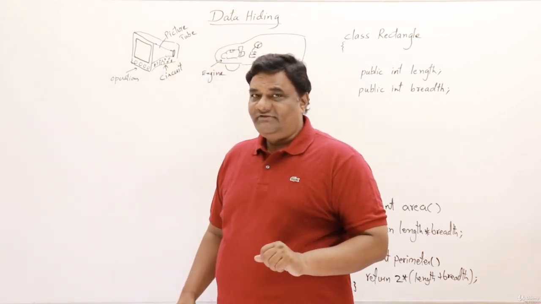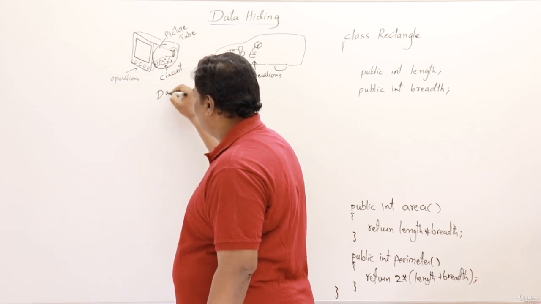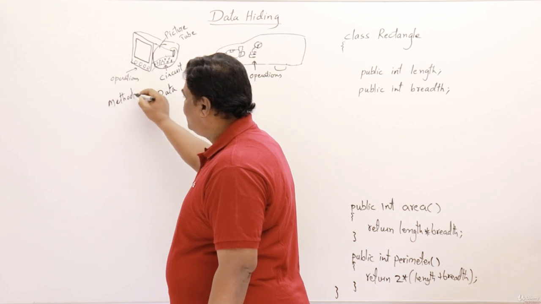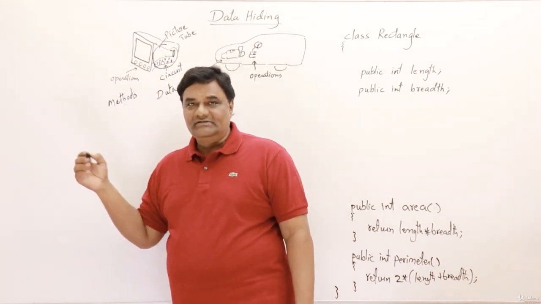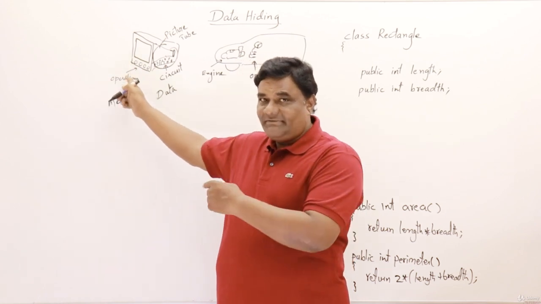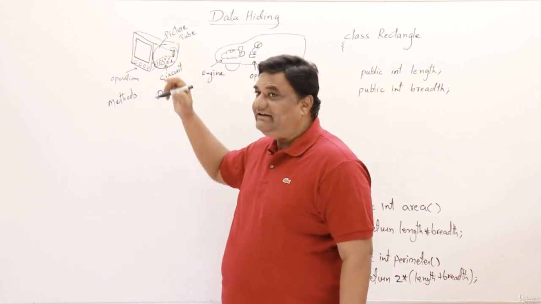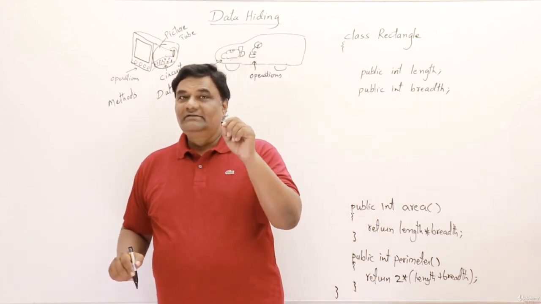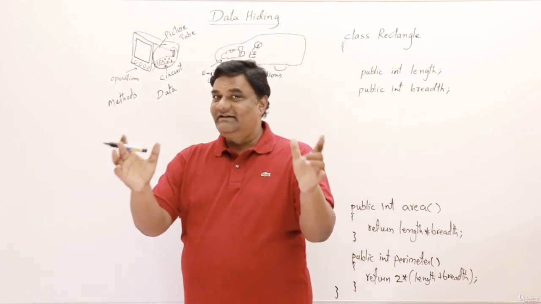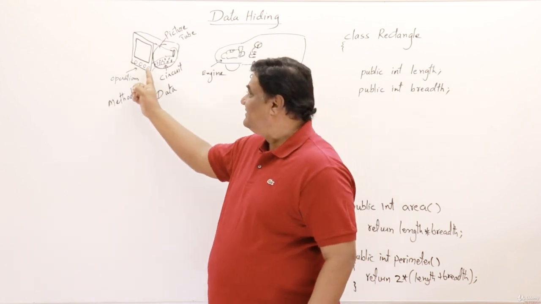So this circuitry is data and these operations are methods, or in simple terms, functions. When you call any method, when you press any button, you are calling a method, and that operation is performed upon data. Now the important thing is that this data is hidden. It is covered inside a box. You cannot see the data, but what you can access is operations.